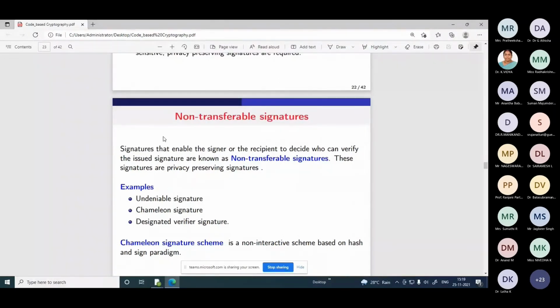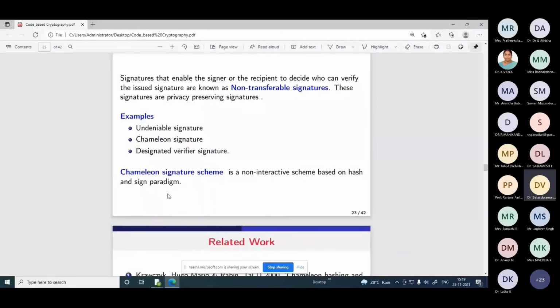There are a few examples under it: undeniable, chameleon, and designated verifier signatures. Among these, we are going to see the chameleon signature. It is a non-interactive scheme based on the hash-and-sign paradigm. So the related work of this chameleon signature is this.